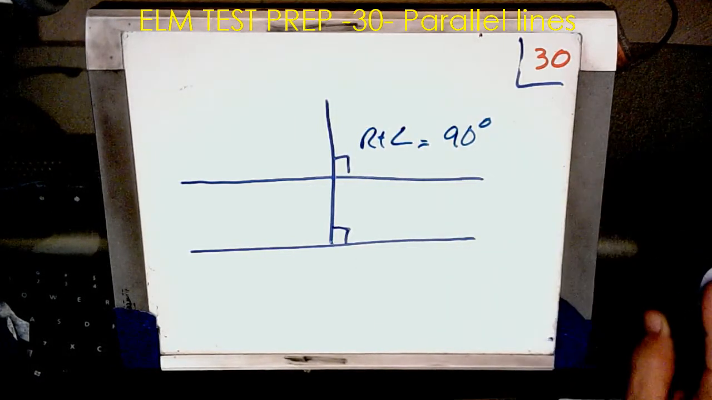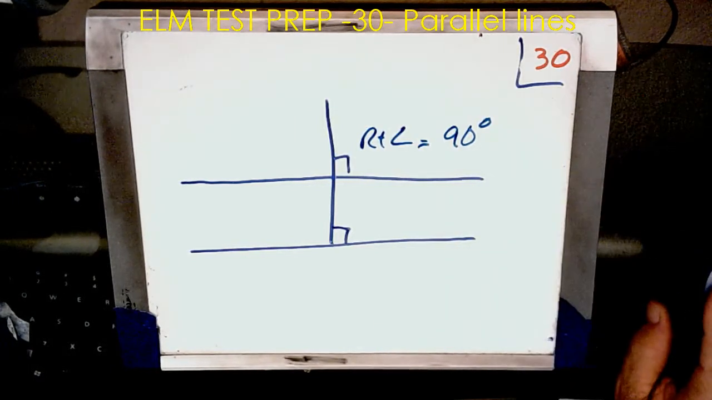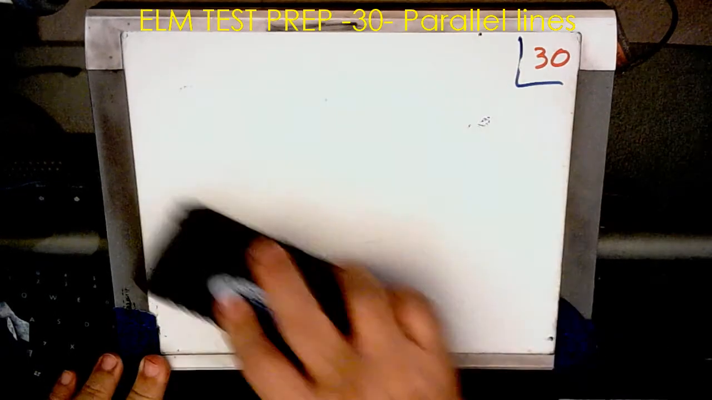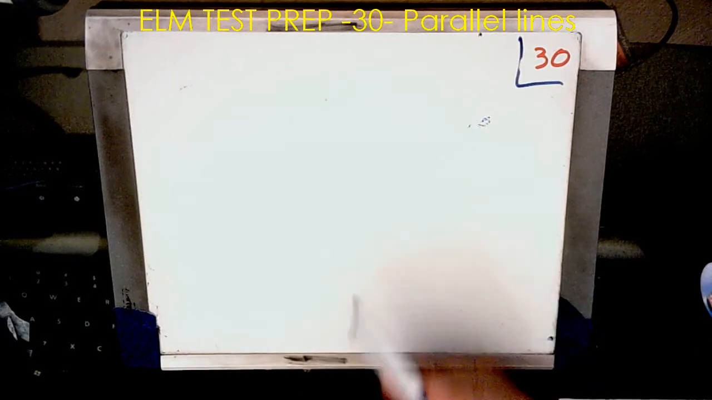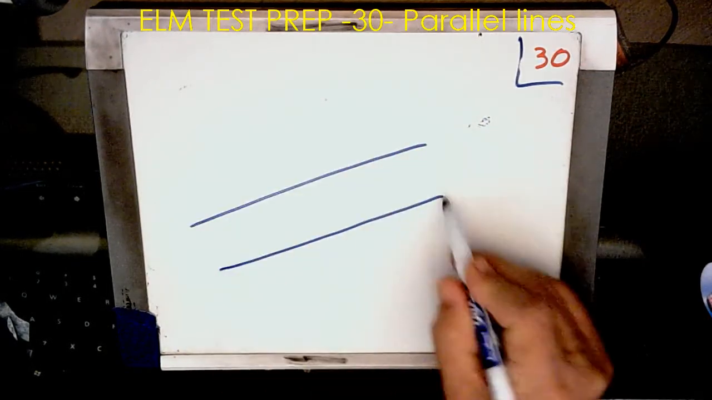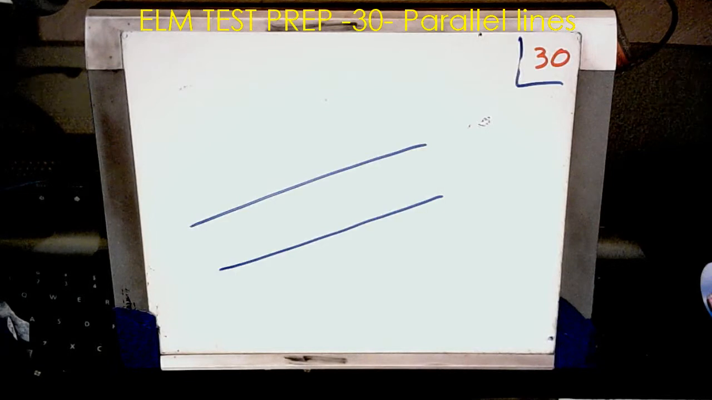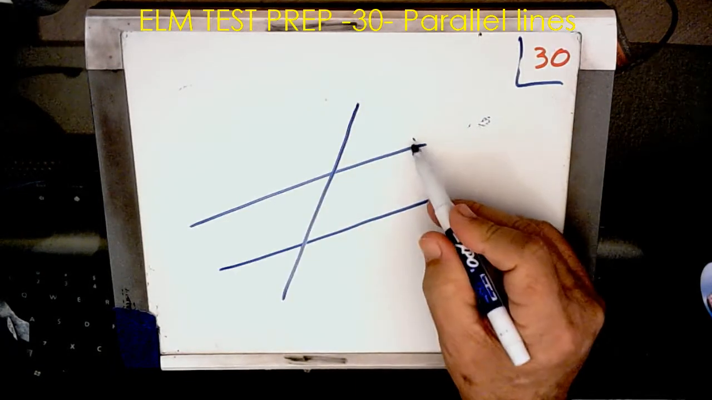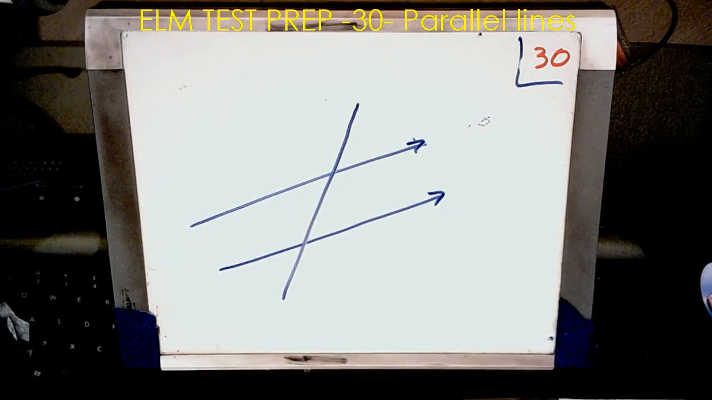Okay, so that's fine and well for right angles, but we don't always have right angles with parallel lines. And so our parallel lines do not always go in a nice horizontal direction. So I'm going to take a couple parallel lines here, and I'm going to indicate that these are parallel with these two arrows. Let's look at corresponding angles.